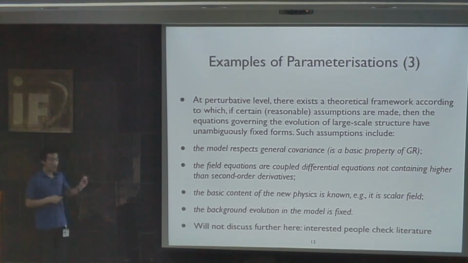Then if you also assume that the theory respects some general symmetry, such as general covariance, like general relativity, then you can pretty much fix the functional form of the perturbation equations. You don't fix everything. You still leave some freedom for parameters, but the functional forms of the perturbation equations can be fixed. And then you can constrain the parameters that are left over using data. So this is more complicated. I'm not going to any detail about this. If you are interested, you can search the literature or let me know.